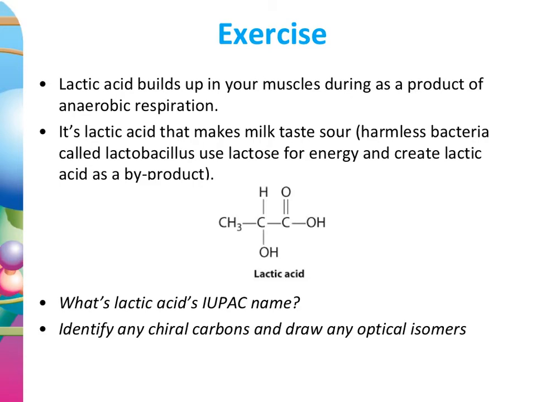So it could be a way of them getting you to name a molecule. So I want you to have a think about what the IUPAC name for lactic acid is, and I'm giving you a clue here to identify any chiral carbons. Are there any chiral carbons? In fact, the fact that I'm asking probably suggests there is. So can you find where it is? And then, importantly, draw the optical isomers if there are any chiral carbons.